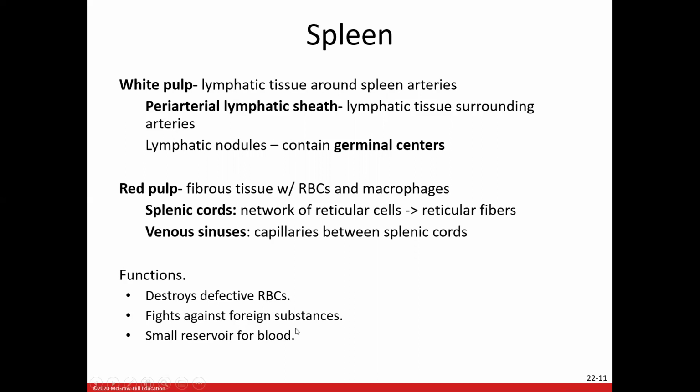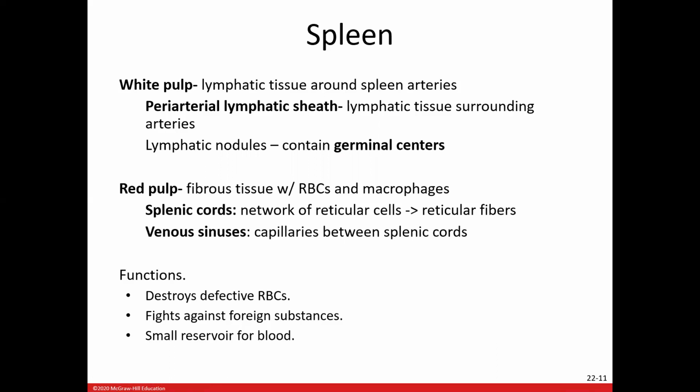Additionally, your spleen also helps with the lymphatic system by having those lymphocyte cells fight against foreign substances. Additionally, similar to your veins, your spleen can actually store a little bit of blood. So the spleen itself is broken down into two areas of pulp. So you have white pulp and you have red pulp. The white pulp is the area immediately surrounding the splenic arteries coming in.